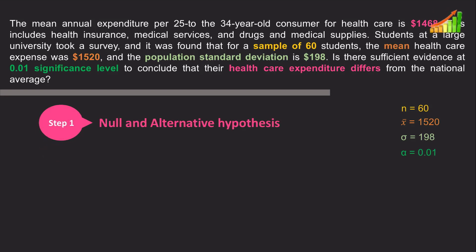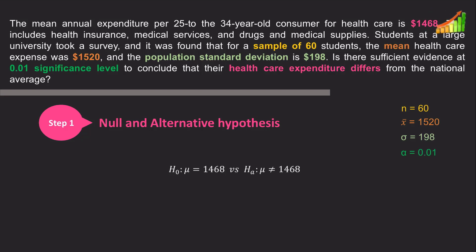Step 1, null and alternative hypothesis. What is the null and alternative hypothesis here? Now read the last sentence. Healthcare expenditure differs. Here we need to check if healthcare expenditure differs from the national average. What is the national average? 1,468. Therefore, our alternative hypothesis should be not equal 1468. Null hypothesis is mu equal 1468 and alternative hypothesis is mu not equal 1468. So this is the two-tailed test.